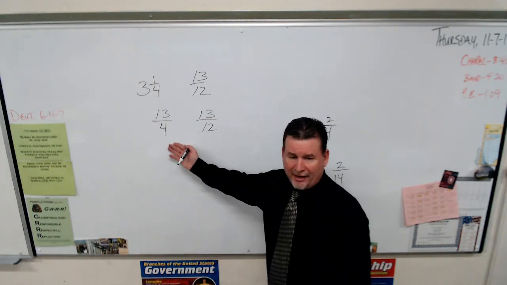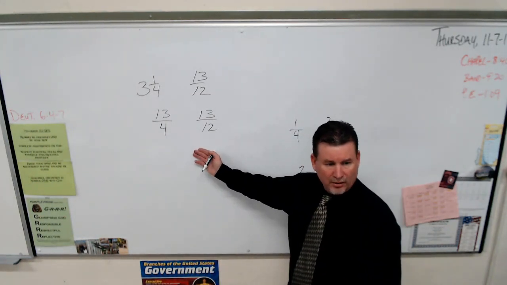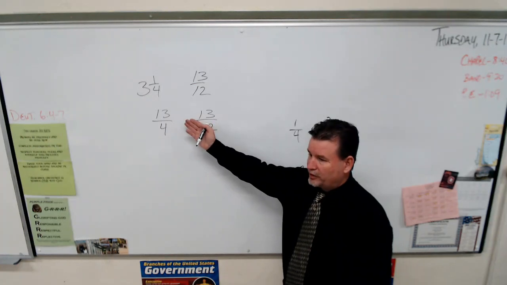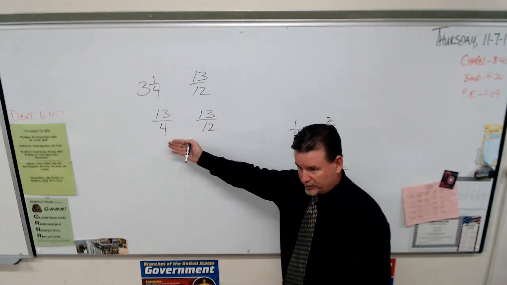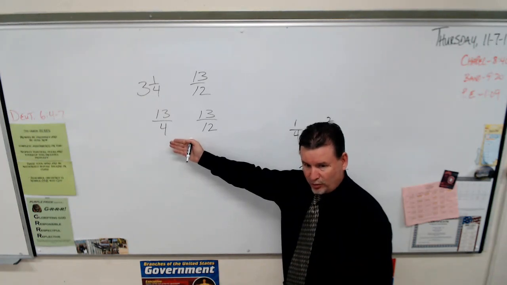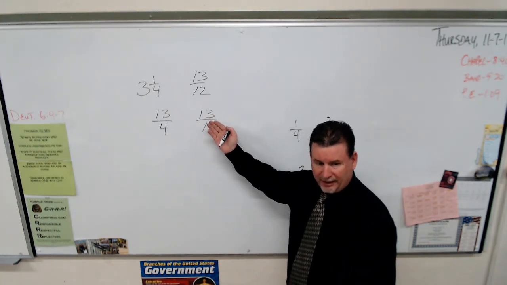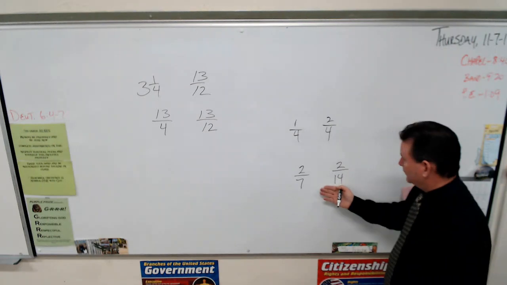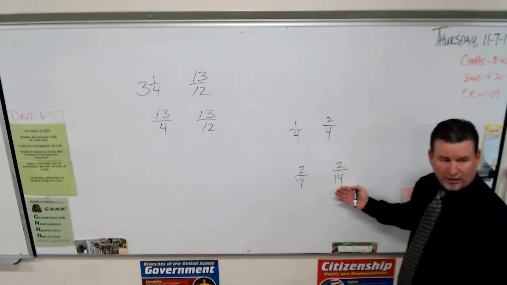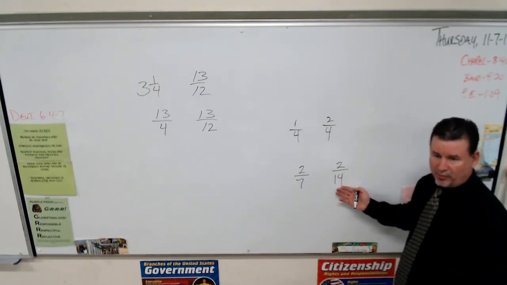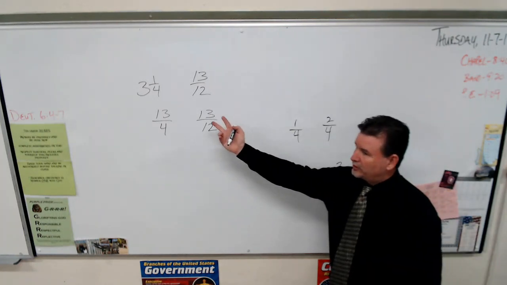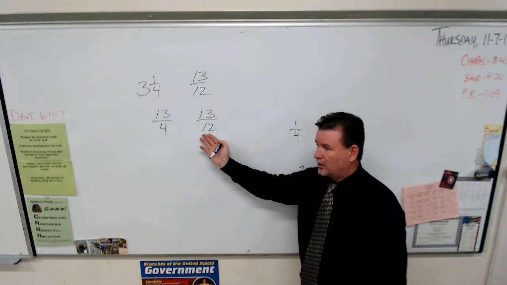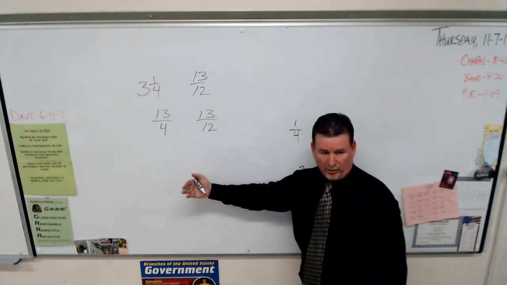If we apply that here, our numerators are the same. 13/4 is greater than 13/12. As the denominator gets larger, the fraction actually gets smaller. Numerators are the same, denominator gets larger, the fraction actually gets smaller.